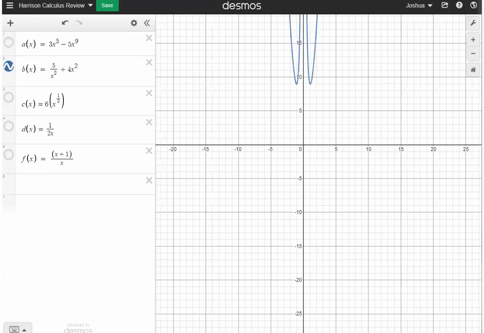The second example is related to the parabola 4x squared. But that first term is what creates this dimple here, because as x is less than 1, you're going to get terms that become increasingly large. For example, if x is a 10th, then a 10th squared is 100th. So it's 5 divided by 100th, which is 500. So as x gets closer and closer to 0 from the left or right side, the limit is infinity.